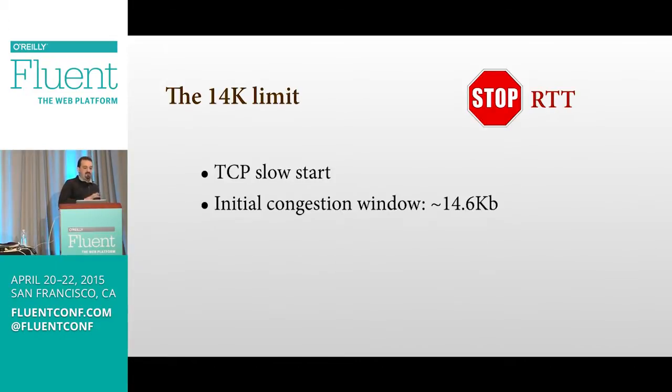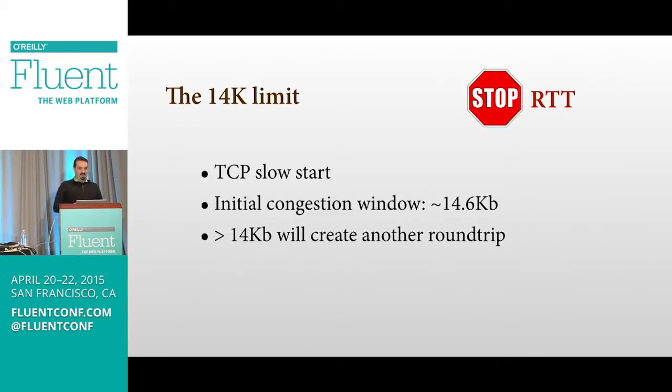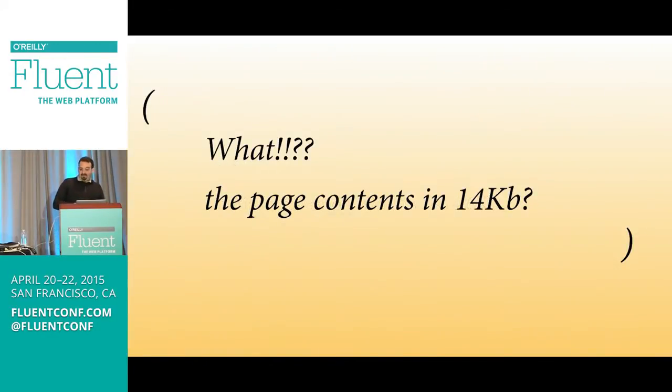But basically, there is something called the initial congestion window that is roughly 14.6K. That means roughly that on your first response, if your HTML, for example, is more than 14K, then it's going to make a new round trip. So another latency. Okay? So we need to avoid this. That's a big issue here. What? The page content in 14K?